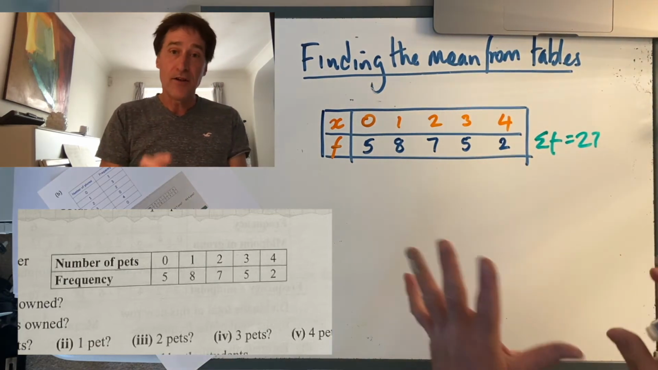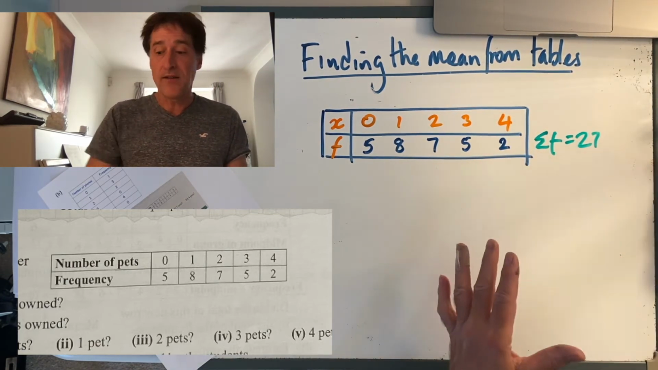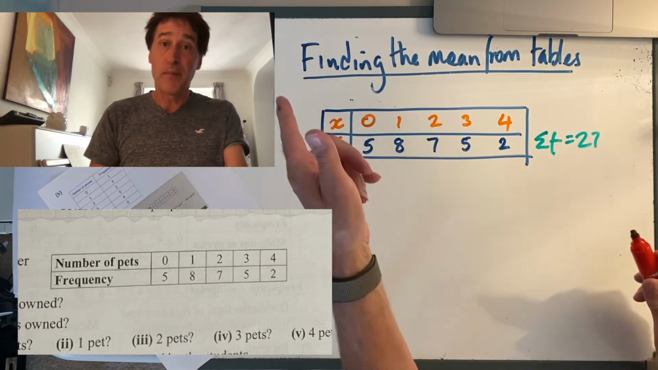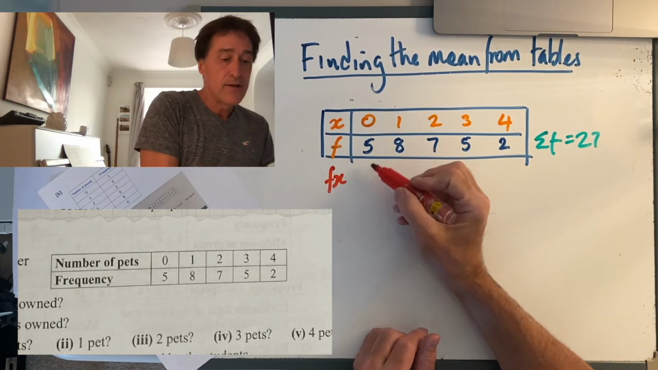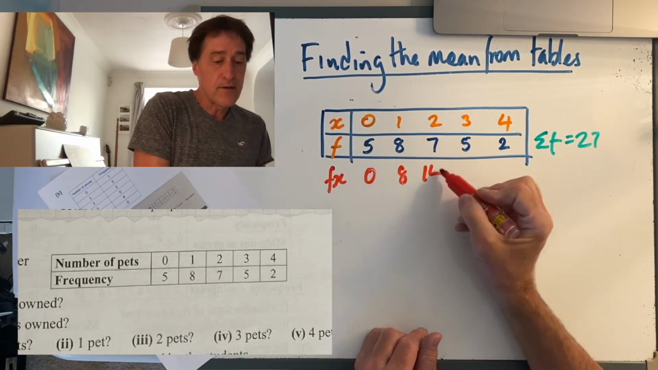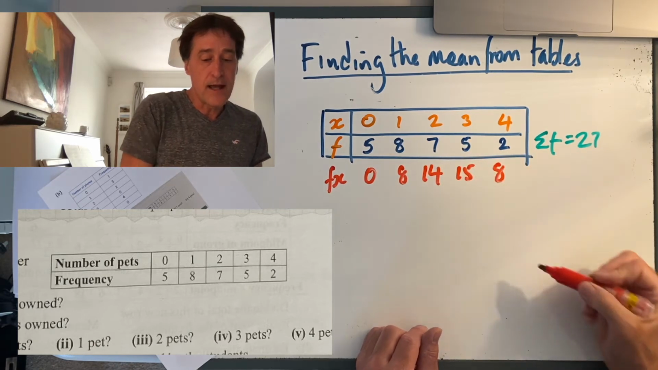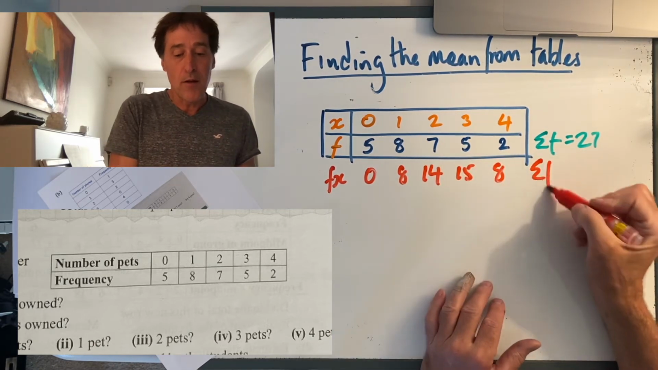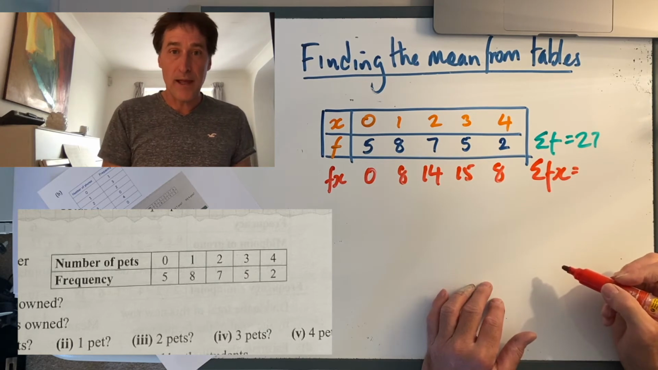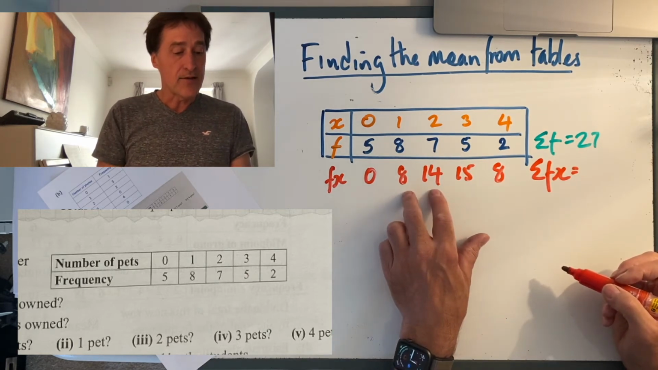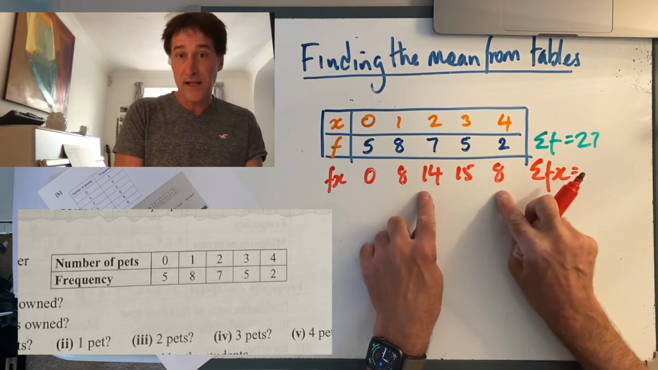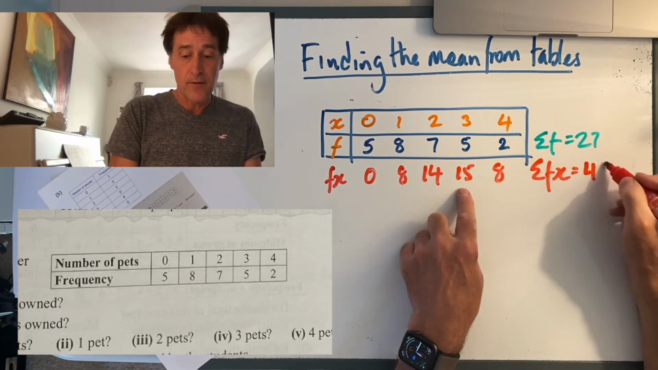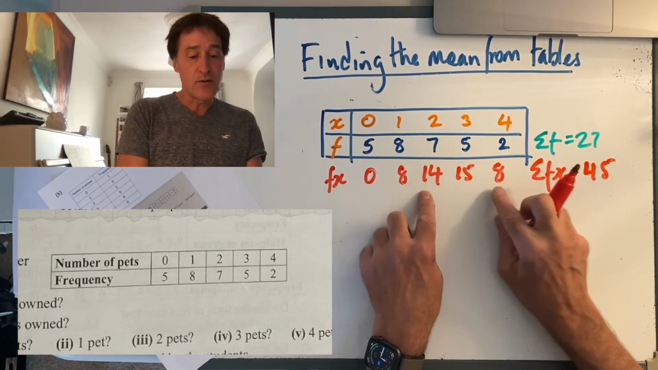And then I need to know how many pets there were. Now to do that, I need to multiply the number of pets per people. And that's fx here. So 0, 8, 14, 15, and 8. This tells me the total number of pets. So if I add that together, I get 22 plus the 8 is 30, 45. And I just check that again, 22, 30, 45.